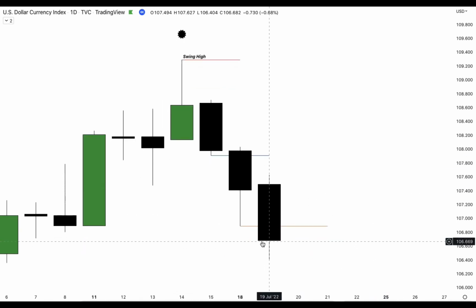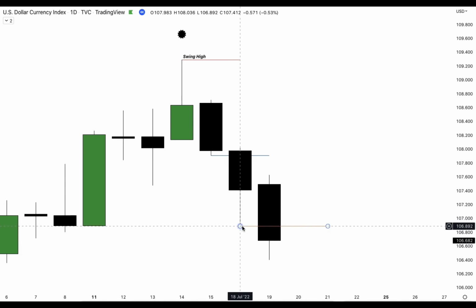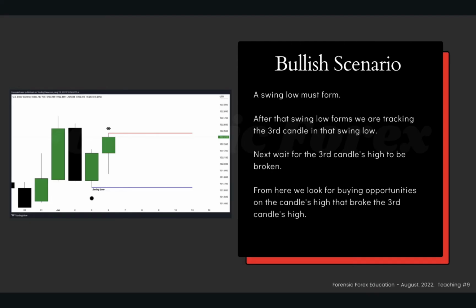Boom, a dynamic response to the downside. This low was a high probability run on sell stops. So that's a bearish scenario. Let's look at a bullish scenario. A bullish scenario is everything inversely to what a bearish scenario is. A swing low must form. After that swing low forms, we are tracking the third candle in that swing low.